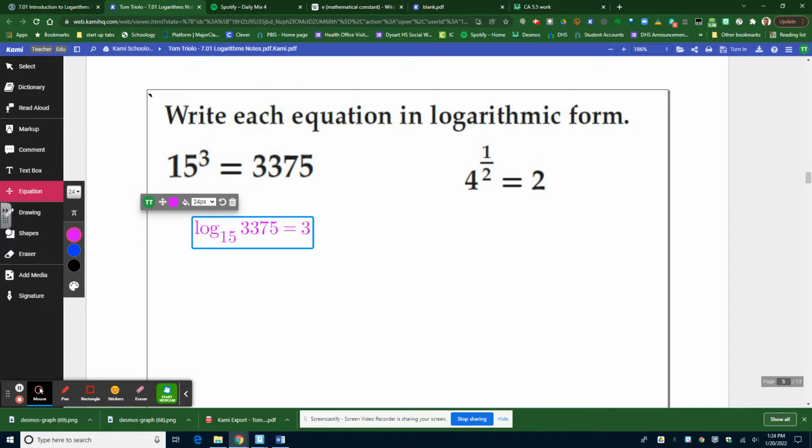There are 2 ways you could say it. I've heard it both ways. The way I was told was log 3,375 base 15 is equal to 3. Some people say log base 15 of 3,375 equals 3. I don't care which way you do it, as long as you understand where the base and the exponent are. The exponent is on the other side of the equal sign. Logarithm equals the exponent. So on this one, well, before we do this, what does 1/2 power mean?